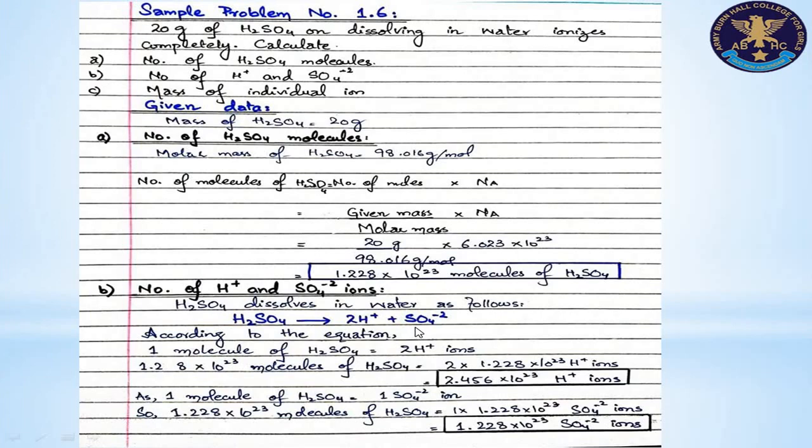And now for the calculation of sulfate ions, as is clearly visible from the balanced chemical equation, one molecule of sulfuric acid gives us 1 sulfate ion. So the number of sulfate ions will also be equal to the number of molecules of sulfuric acid. So 1.228 into 10 raised to the power 23 molecules of sulfuric acid is equal to 1 multiplied by 1.228 into 10 raised to the power 23 sulfate ions. In this way we can calculate the hydrogen ions and sulfate ions from the sulfuric acid.